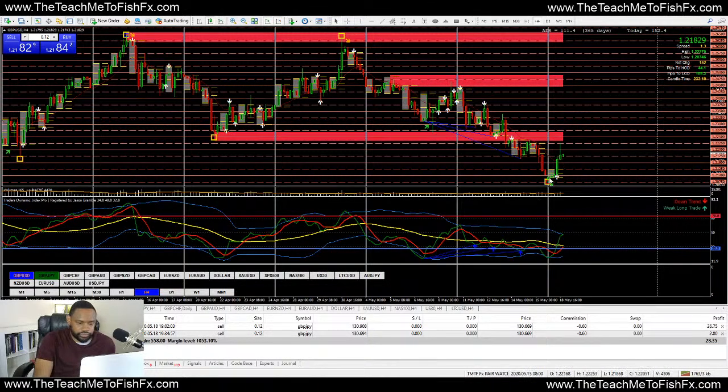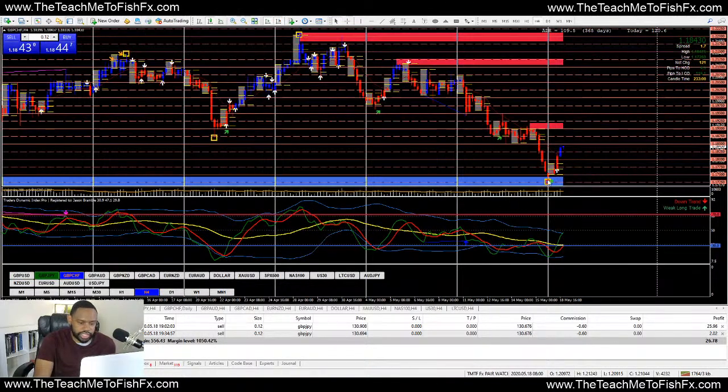Okay, but for right now, you can kind of get in on this trade and play it from there. GBP Swiss, same thing. We have a nice setup here. This is a really promising setup.